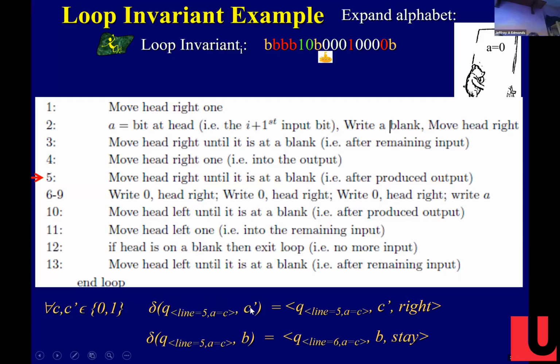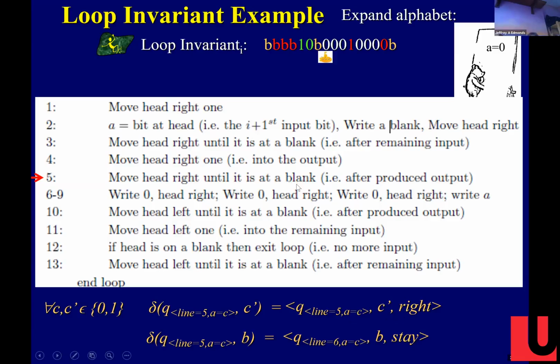What am I reading? I'm either reading a character or a blank: 0, 1, or a blank. So what does the code do? Oh, look, there are 2 cases, right? The case is: am I blank or not? Well, if it's not a blank, then what do I do? I stay in line 5 and I move the head right. So that's what I do. If it's not a blank, I stay in line 5 and I move the head right.